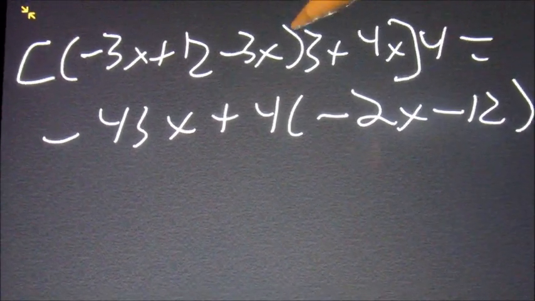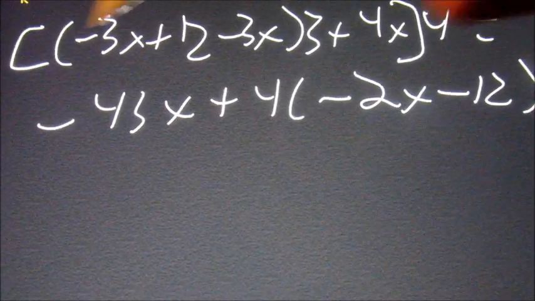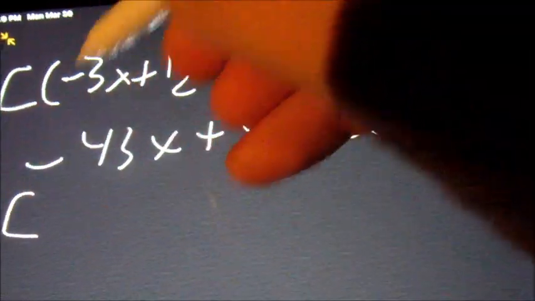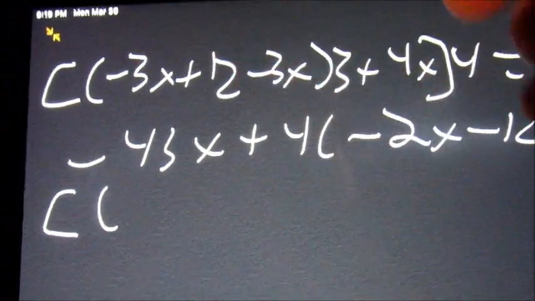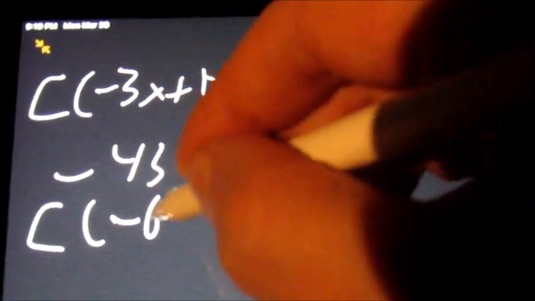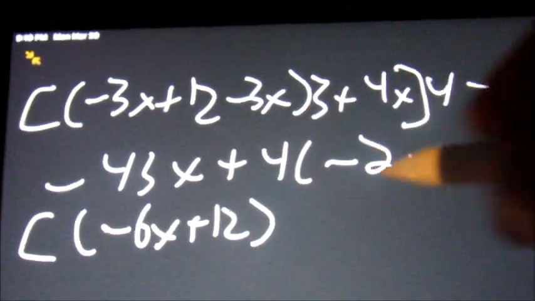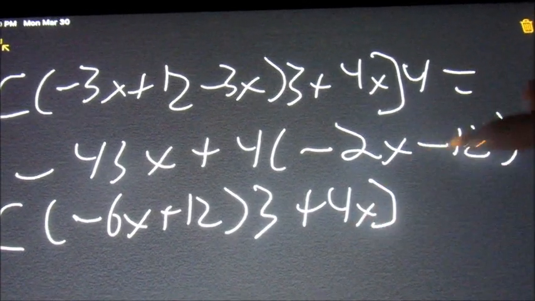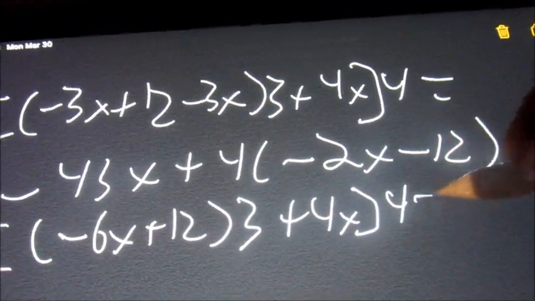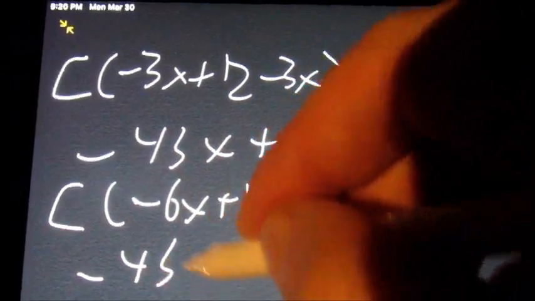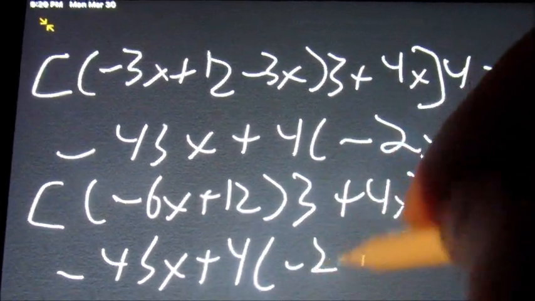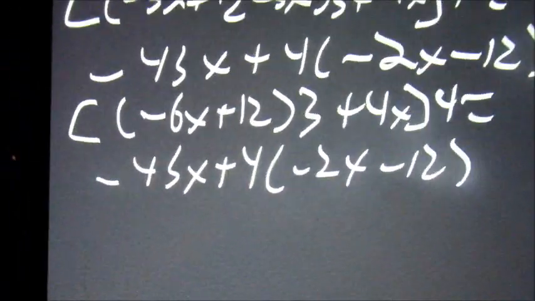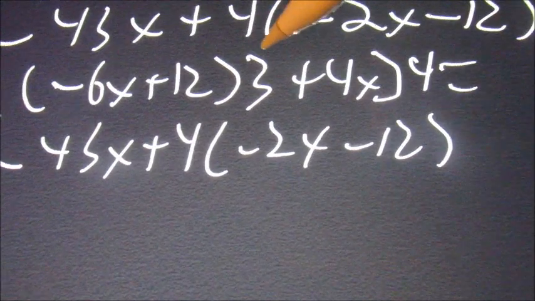What we have to do is what's inside the parentheses first, and we have like terms there, so I'm going to combine them. So I'm going to have, open my parentheses, negative 3x minus 3x is minus 6x plus 12, close the parentheses, times 3 plus 4x, close the bracket, times 4, equals negative 45x plus 4, negative 2x minus 12. I'm not going to yet do that side, just because I want to do it so that I have the same things both ways. So now I have a 3.